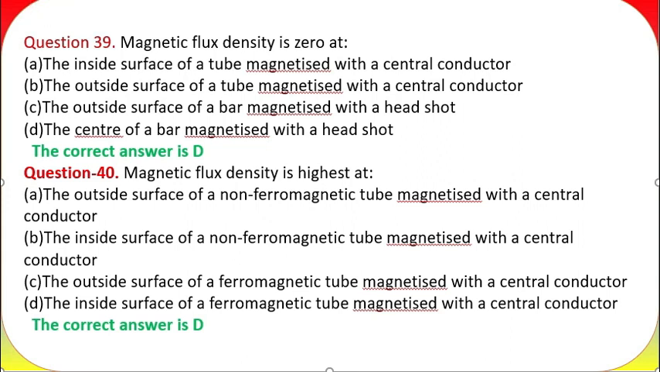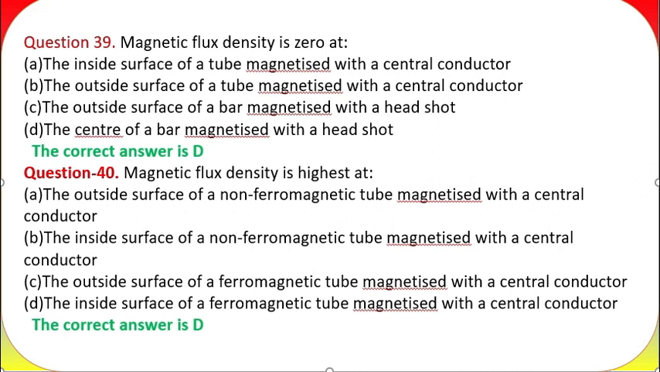Question 39. Magnetic flux density is 0 at A. The inside surface of a tube magnetized with a central conductor. B. The outside surface of a tube magnetized with a central conductor. C. The outside surface of a bar magnetized with a headshot. D. The center of a bar magnetized with a headshot. The correct answer is D.